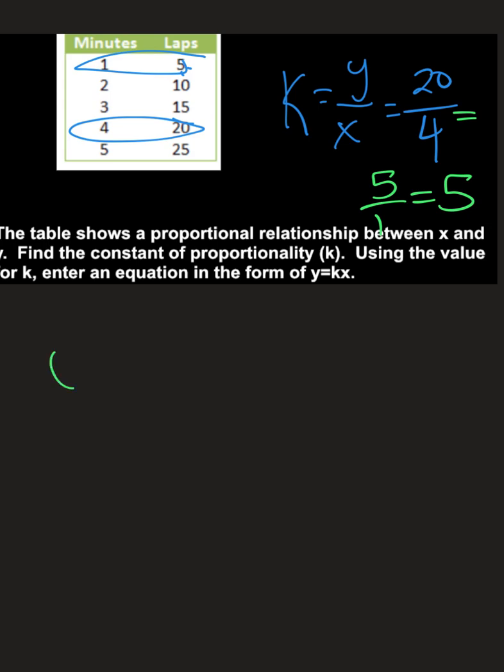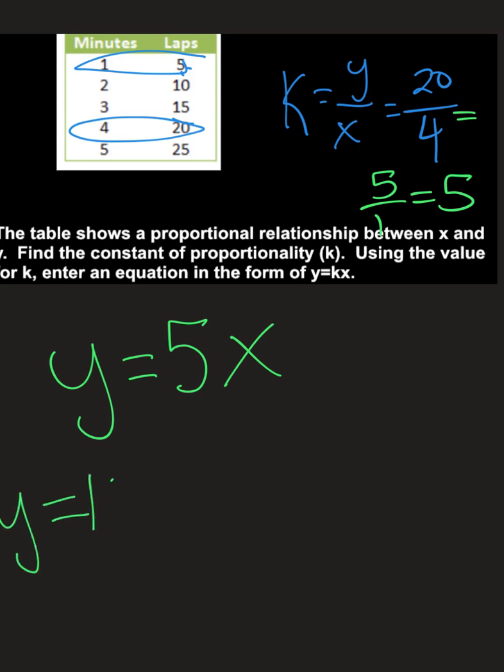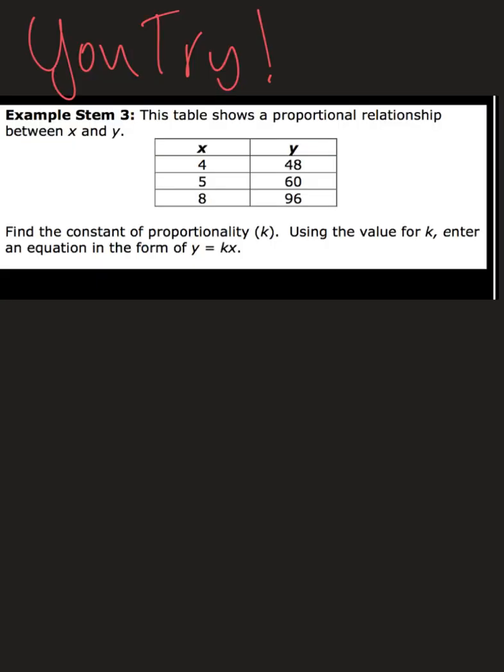So my equation is y equals 5x. Remember, my equation format is y equals kx. So I find k, plug it in, and this is my answer. Go ahead and try it yourself. This is a proportional relationship. Make sure you simplify for k.